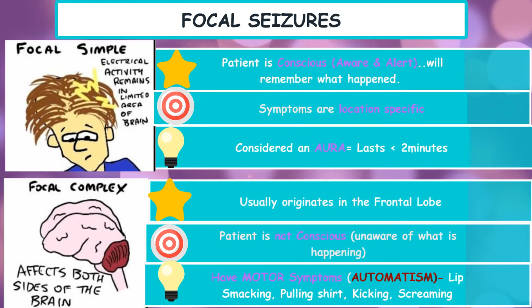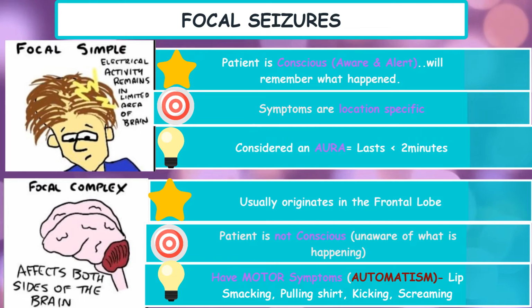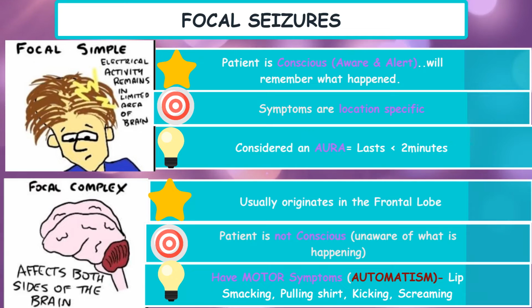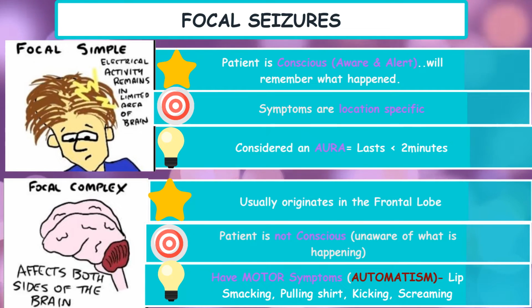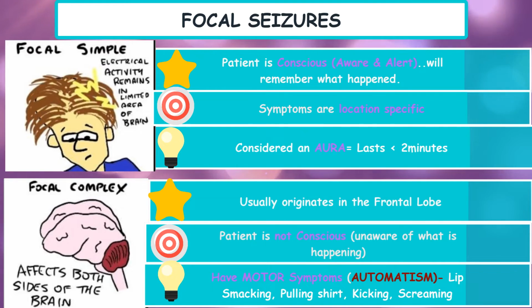Suddenly, they may lose muscle tone. Remember, we talked about atonic. So you want to make sure that your patient is safe, because the biggest part of their body that can get hurt is their head. So we want to incorporate a helmet into the plan of care. It can also include repetitive jerking movements that affect one or both sides of the body, as well as making a loud cry or scream. And as a side note, patients that have a focal impaired awareness seizure will usually have a focal simple, or the new name, focal aware seizure first, because it is considered an aura.